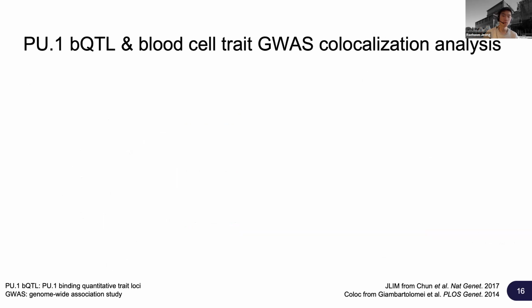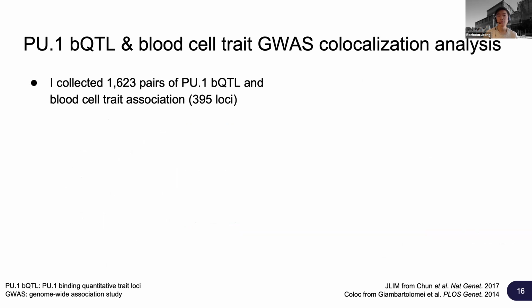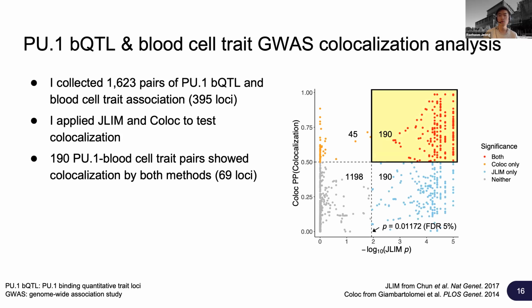So I proceeded to perform the colocalization analysis. First, I collected 1,623 pairs of PU1 BQTLs and blood cell traits associated loci that showed significance to both. I applied JLIM and Coloc, which are two of the colocalization methods that make different statistical assumptions. And ultimately, there were 190 pairs that were colocalized based on both methods. They consisted of 69 different loci. And they are the loci where PU1 binding variation potentially explains the changes in the blood cell traits.